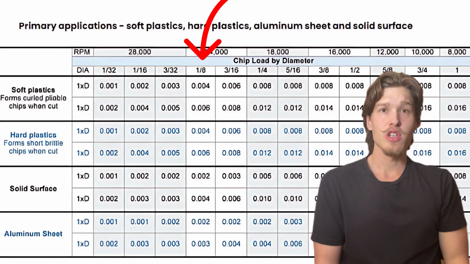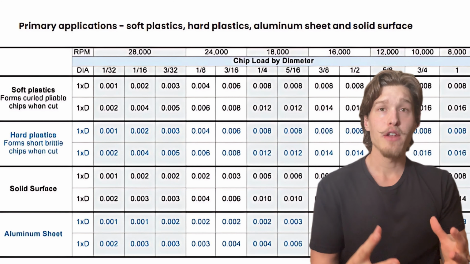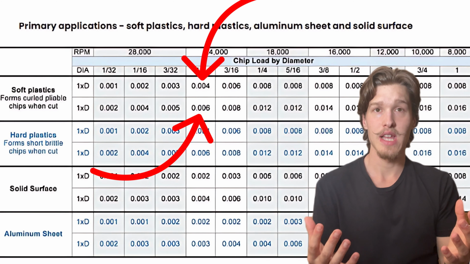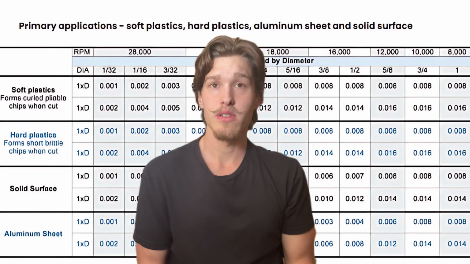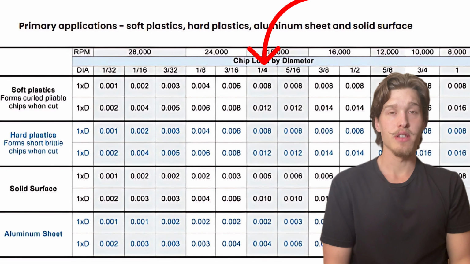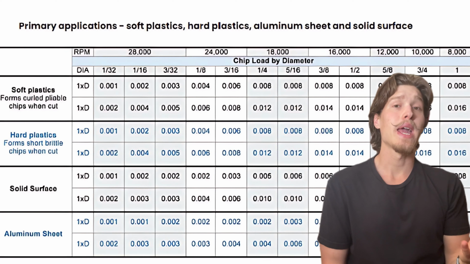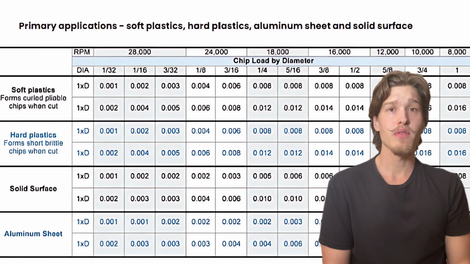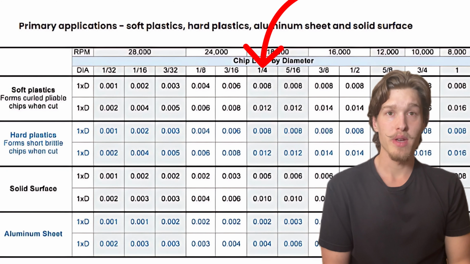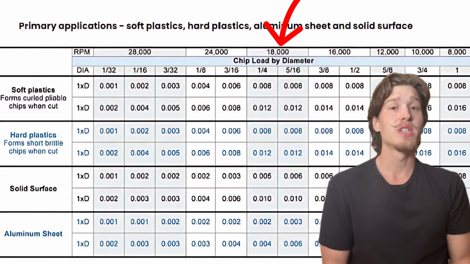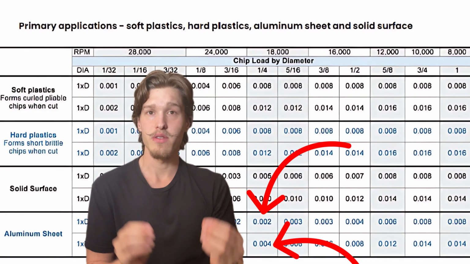Say you're using an 1/8 inch diameter bit in soft plastic. Your RPM would be 24,000, and your chip load would range from 4 to 6 thousandths based on running a depth of cut of 1 times diameter or less. If you were using a 1/4 inch bit in soft plastic, your RPM would be 18,000 and your chip load would range from 8 to 12 thousandths when running a depth of cut of 1 times diameter or less. If you were running the same 1/4 inch bit in aluminum sheet, your RPM would still be 18,000 and your chip load would range from 2 to 4 thousandths.